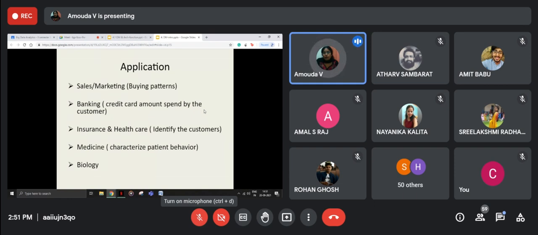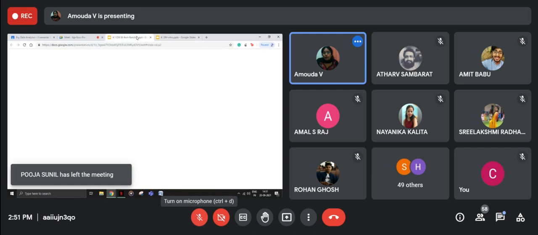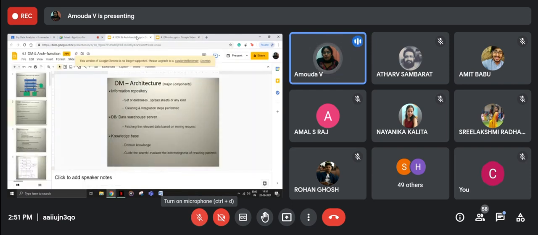We have come to the conclusion: what is given, what is input, what is output, and in between, what is the process. Now we are slowly getting into that process, that is the architecture.